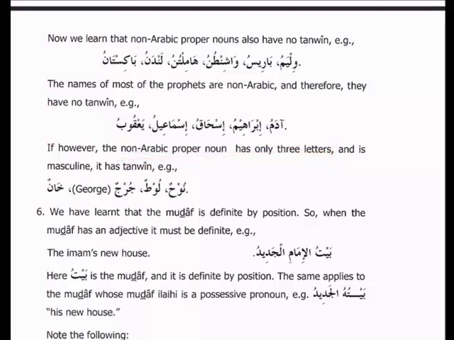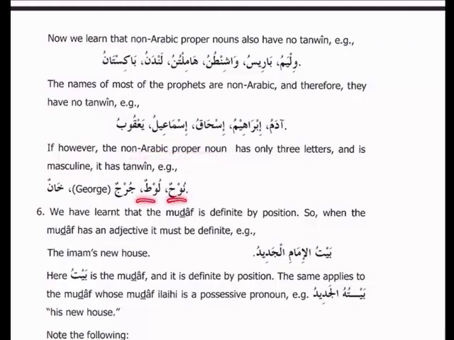Okay, for example, Nuhun, it only has 3 letters. So this is an exception to the rule. So non-Arabic names, so Nuhun, Lutun, Jurjun is George. Khanun, Khan. So these are non-Arabic names, but still they have a tanween on them. They are like normal isms. Nuhun, Nuhan, Nuhin. So these are like normal isms.